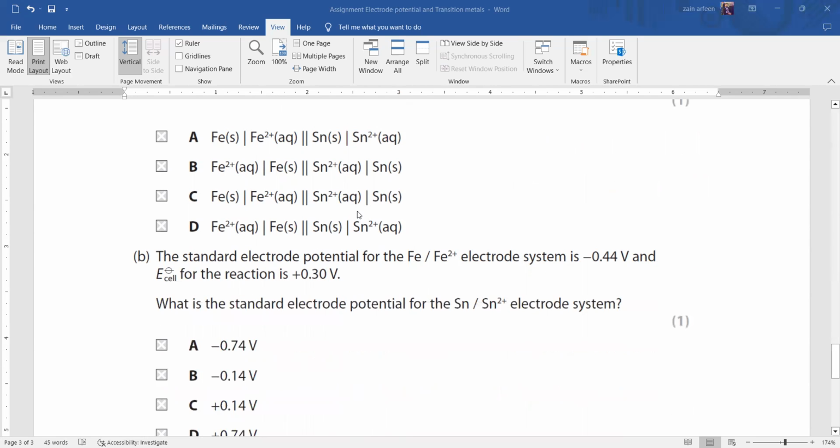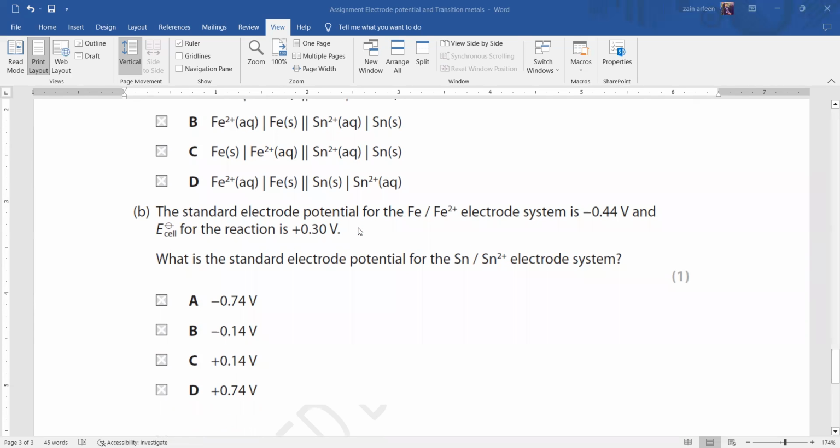Or there's also another way: electrode potential on the left hand side minus electrode potential on the right hand side will give us the cell voltage. That also can be done. But I prefer to use this method as it's always valid according to the question.